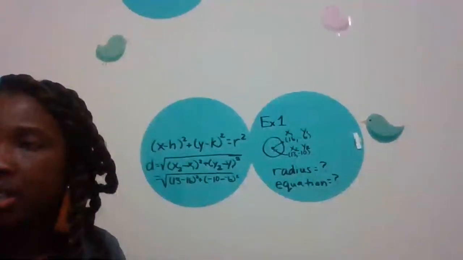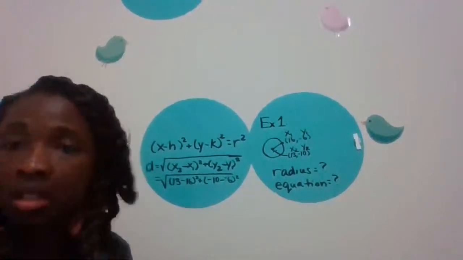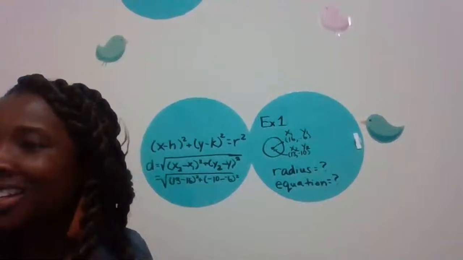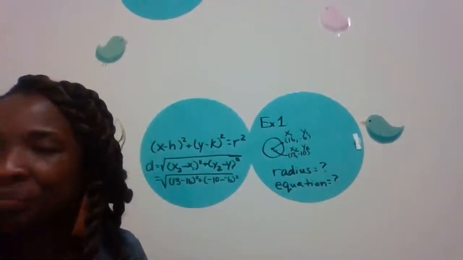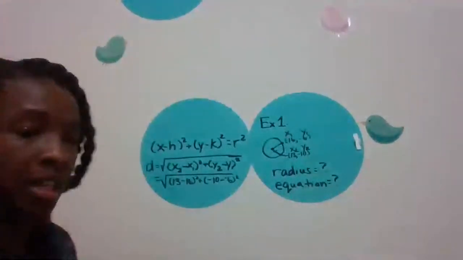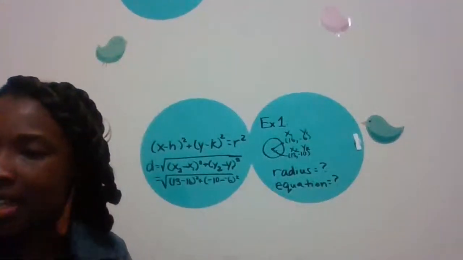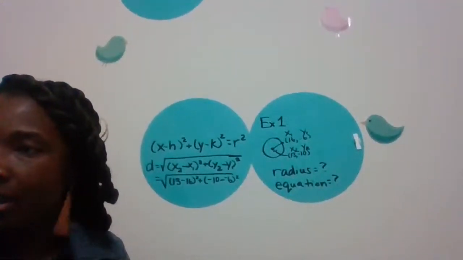So then that's going to tell me that the radius of this circle, sorry, I'm going back and forth between the calculator and my screen, so I apologize for that.